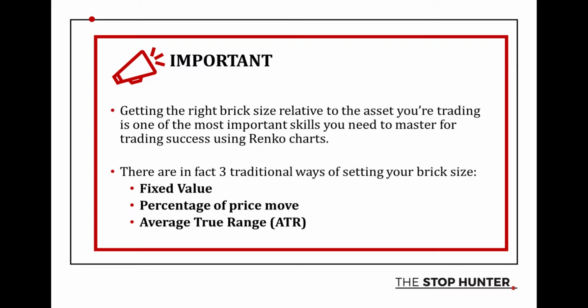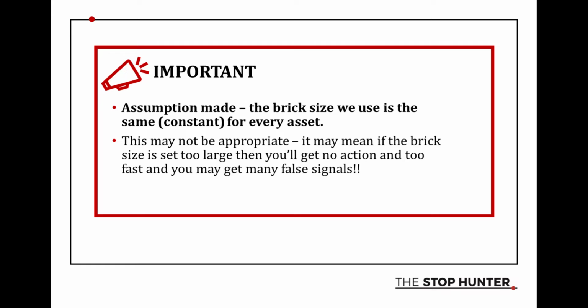trading. And there are three traditional ways of setting your brick size: a fixed value, percentage of price move, and average true range. Now, the common assumption is that the brick size we're using should be the same, constant across all asset types. Well, this might not be appropriate for many reasons. If the brick size is too large, you're not going to get any signals at all. Too small, and you're going to get too many whipsaws, too many false signals. Both of those approaches are very dangerous to the long-term success of your trading.